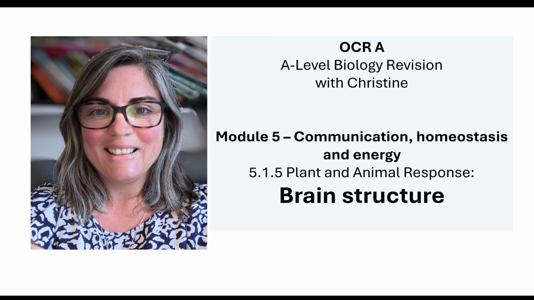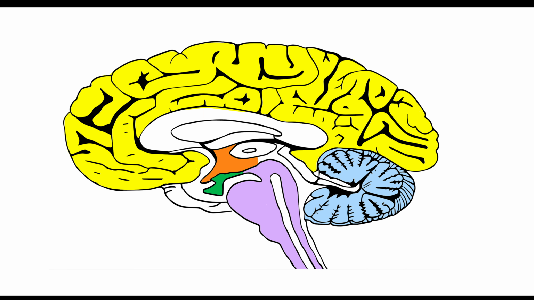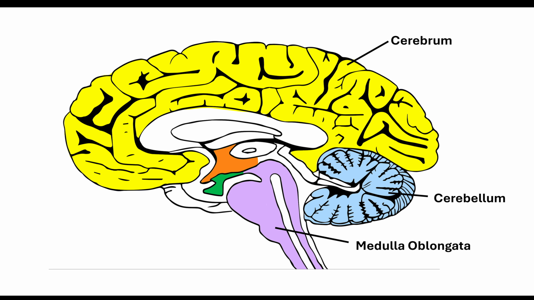So here's the lesson on the brain structure, which is Module 5, Animal Response. There are 5 regions of the brain that you'll be expected to identify if they give you a picture. The first one is the cerebrum, then you have the cerebellum, the medulla oblongata, the hypothalamus, and the pituitary gland. So let's look at each one individually.